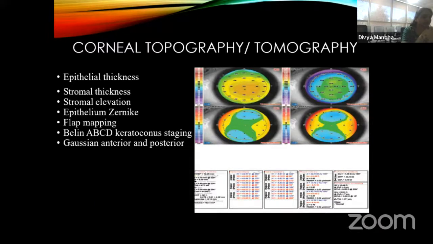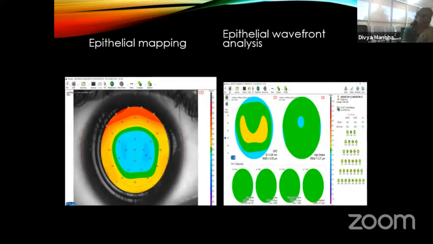The corneal topography will tell us about the epithelial thickness, the stromal thickness, stromal elevation, the epithelium Zernike, flap mapping in cases which have already been treated and have undergone LASIK, the Belin ABCD keratoconus staging, and the Gaussian anterior and posterior maps. Epithelial mapping uses the OCT module and is used for measuring 9 millimeters of epithelial surface. The corneal epithelium is able to remodel and mask topographic and keratometric abnormalities of the underlying Bowman's layer, and also the stromal irregularities in conditions like keratoconus.